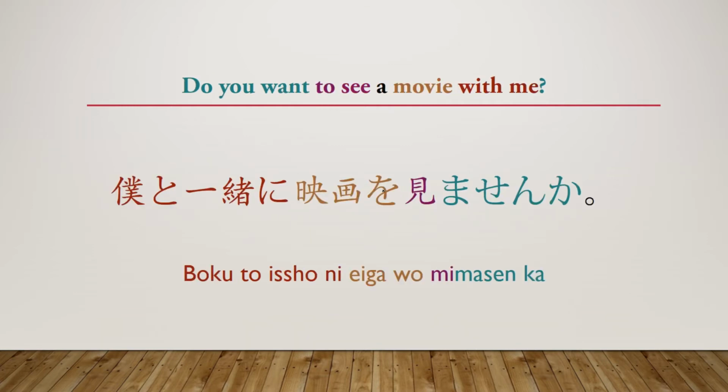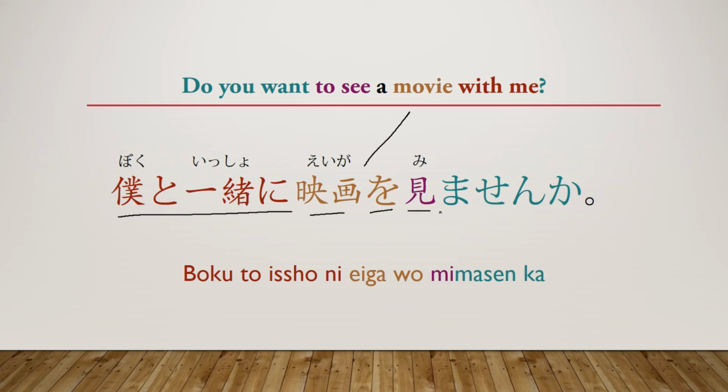Okay, the final example sentence is, do you want to see a movie with me? That is going to be boku to isho ni eiga o mimasenka. And this is what I was talking about earlier, how you can really say that with me part by saying boku to isho ni. So you're really saying the with me here. And then we have our eiga, which is just movie. Our o particle, which is just saying what we're going to be seeing. What is this verb, this miru, to see? What are we seeing? We're seeing a movie.